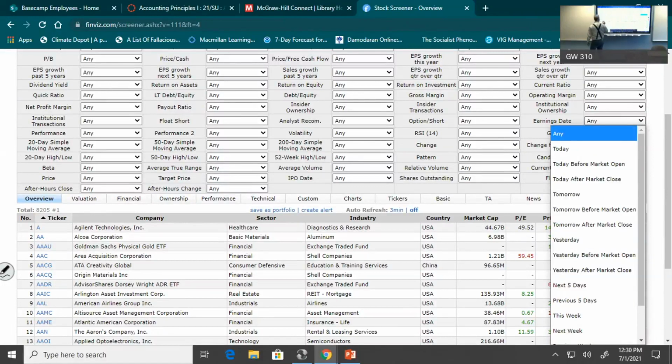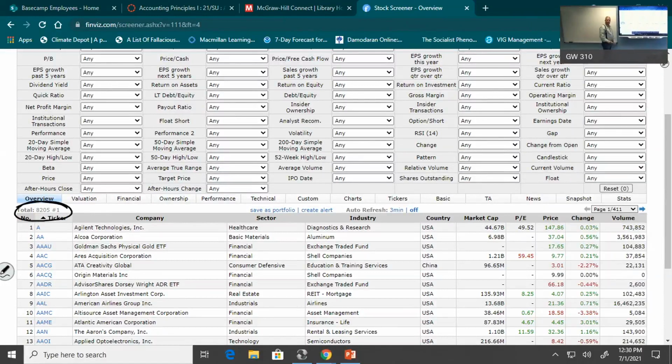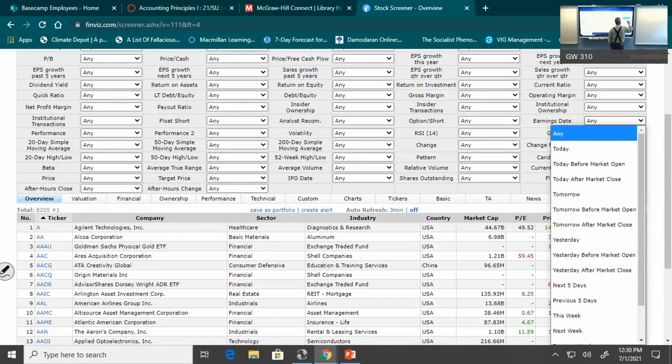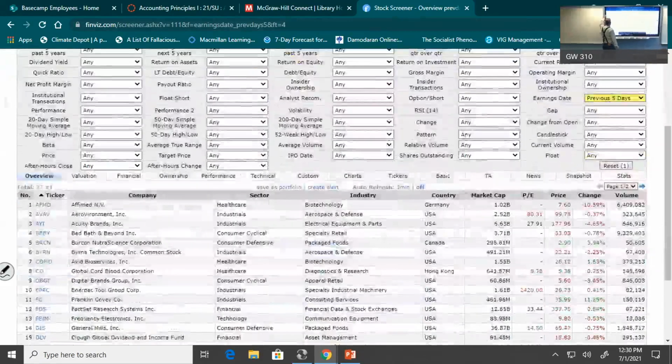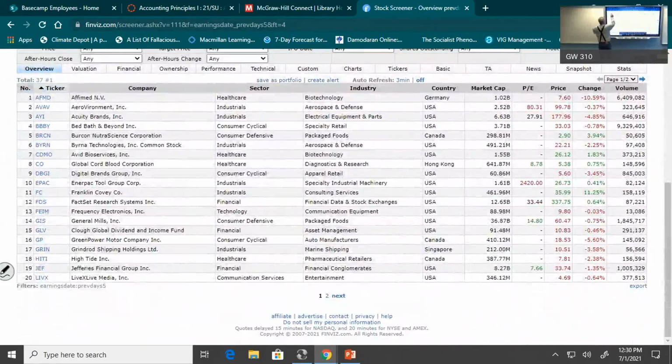Now, look at here, there's 8,200 stocks in this screener. Those are all publicly traded companies that you can buy ownership in. So I go earnings date, and I'll look at them, let's say previous 5 days, and it's going to give me, look what it did. It changed from 8,000 to 37. There's 37 stocks that are reporting their earnings.